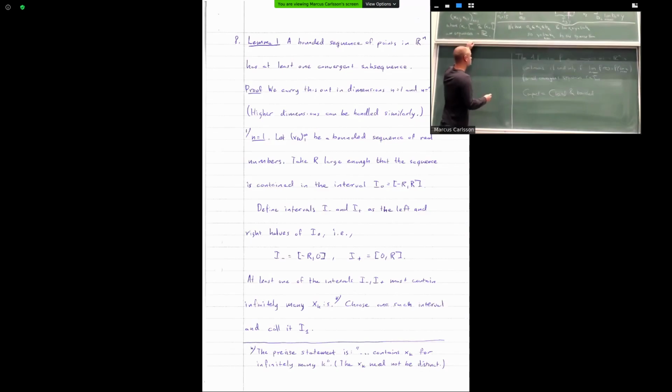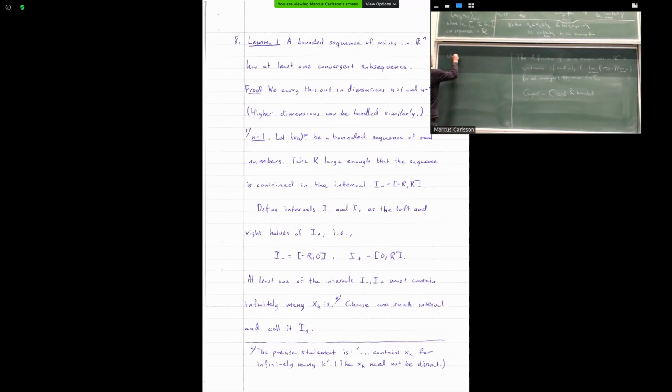As follows. First, use the one-dimensional result to pick subindices n_k such that x_{n_k,1}, k goes from 1 to infinity, converges, let's say to some number y1.